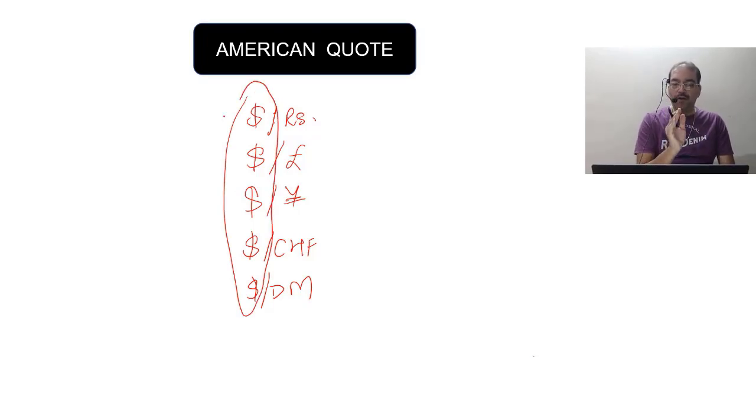So it is the number of dollars expressed per unit of any other currency. What is an American quote? An American quote is the number of dollars expressed per unit. Always the second currency is the per unit: per unit of rupees, per unit of pound, per unit of yen, per unit of CHF, per unit of Deutschmark. On the right hand side you can have any other currency; on the left hand side it should be dollar. Then it is called an American quote.